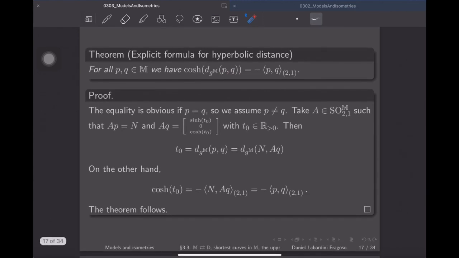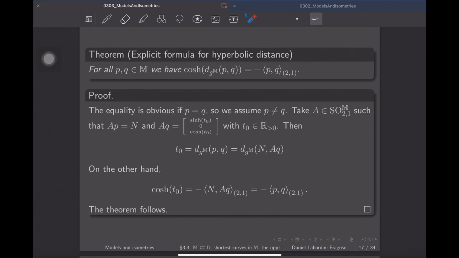Now, of course, if the two points are equal, this is just obvious. So let's suppose they are different. And then, as I said, I can send one of them to the North Pole and the other one to the wall xz. How? Well, first I move one of them to the North Pole and then I perform some rotation. And here it's on the correct side of the xz wall.